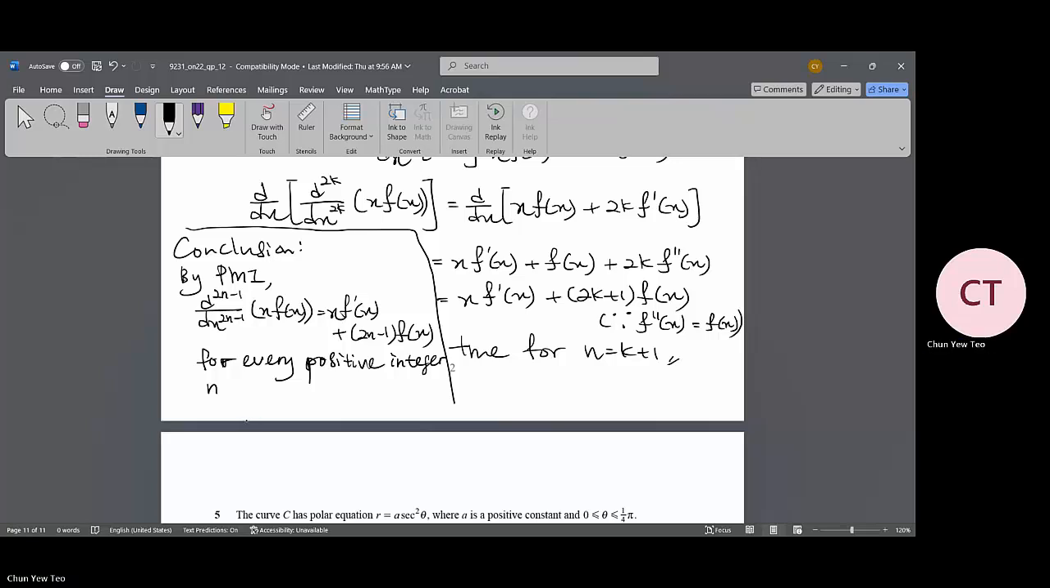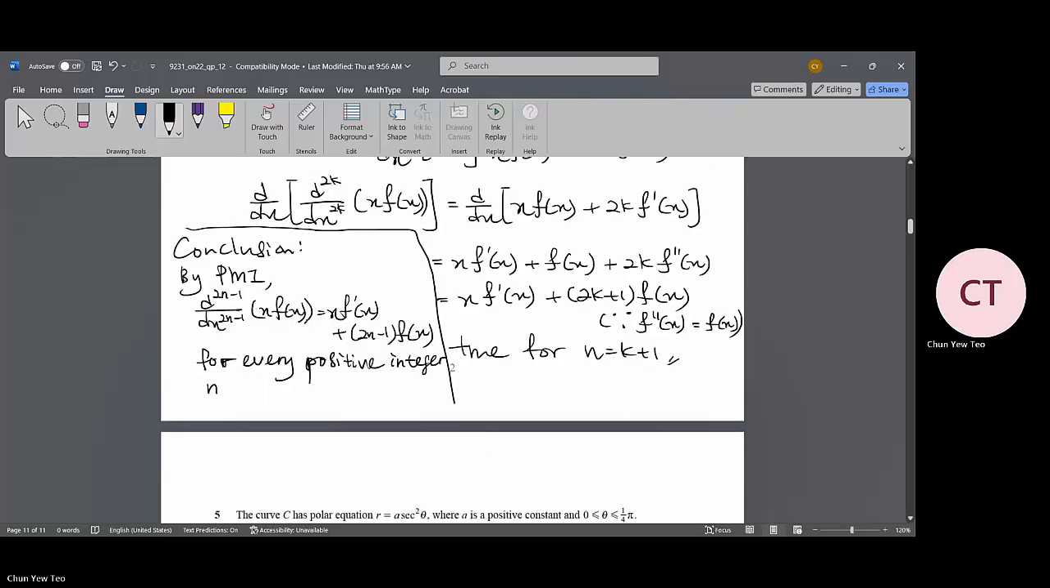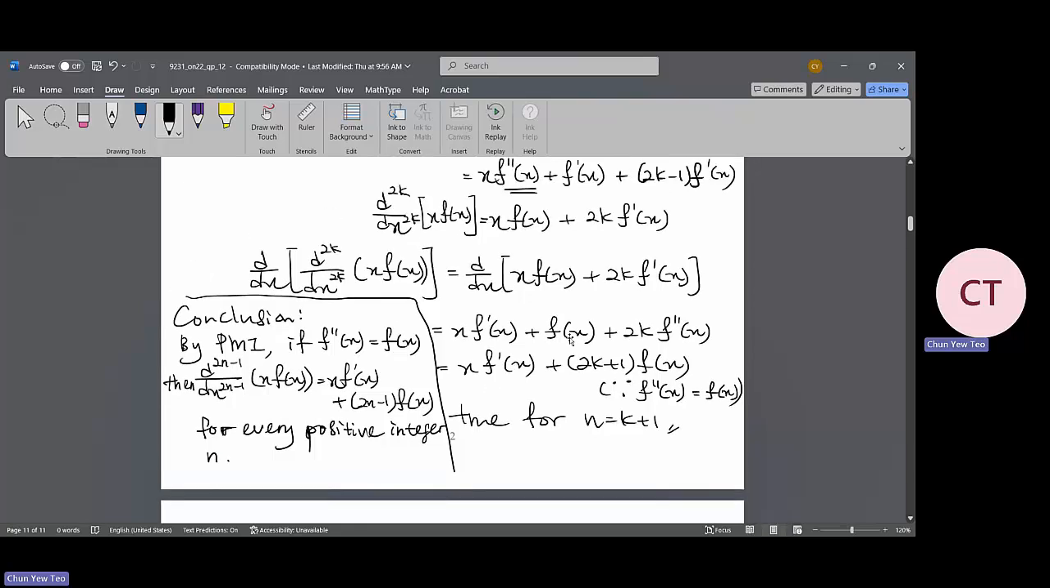Okay. So, or maybe we can say that if f prime equals f, then this is true. Okay, so that will be more proper. The statement will be more proper. So this will be the answer for question number 4.